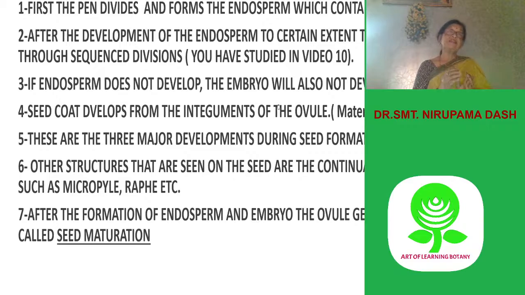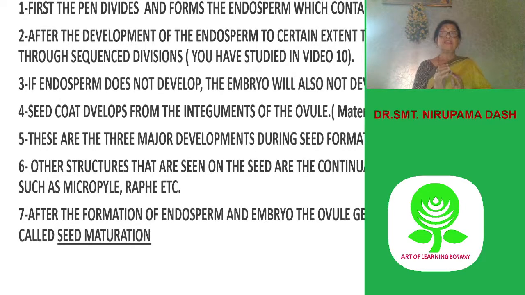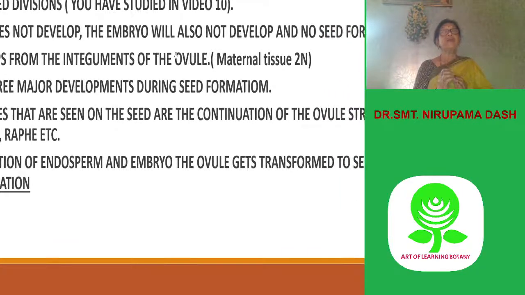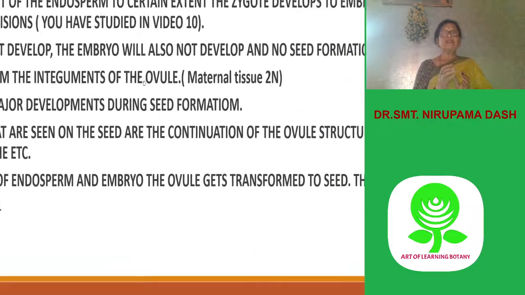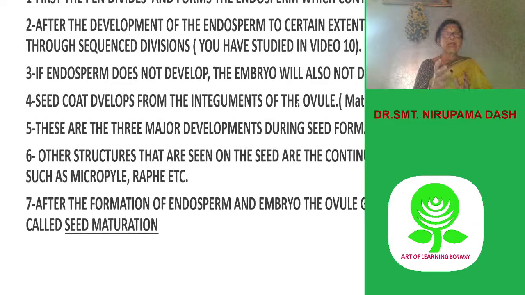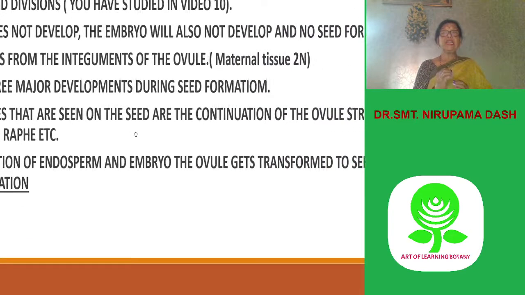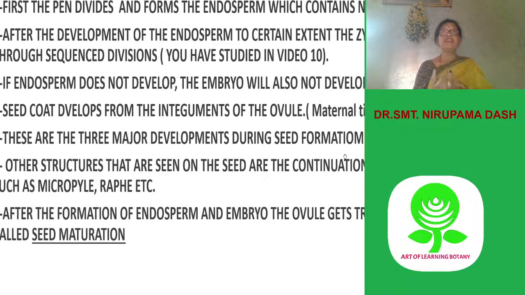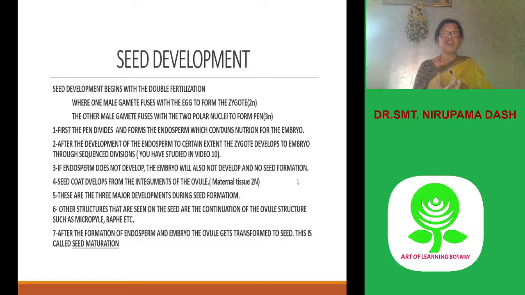But certain other structures are also seen in the seeds of certain plants, and these are continuations of the ovule, such as the micropyle and raphe, and besides that some appendages are also seen. After the formation of endosperm and embryo, the ovule gets transformed into the seed, and this is called seed maturation.